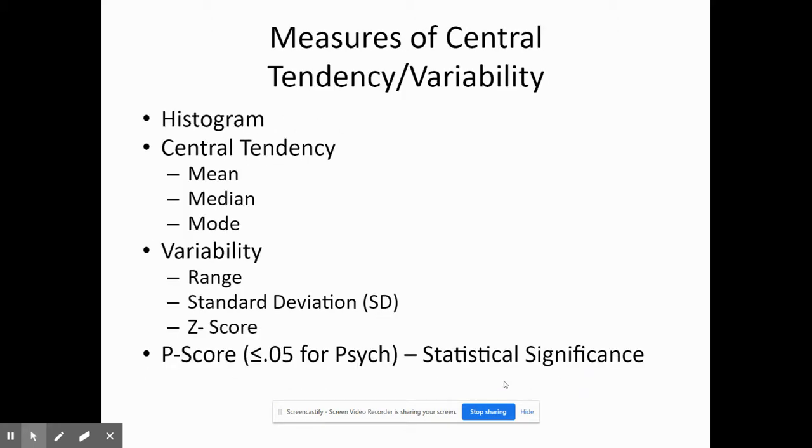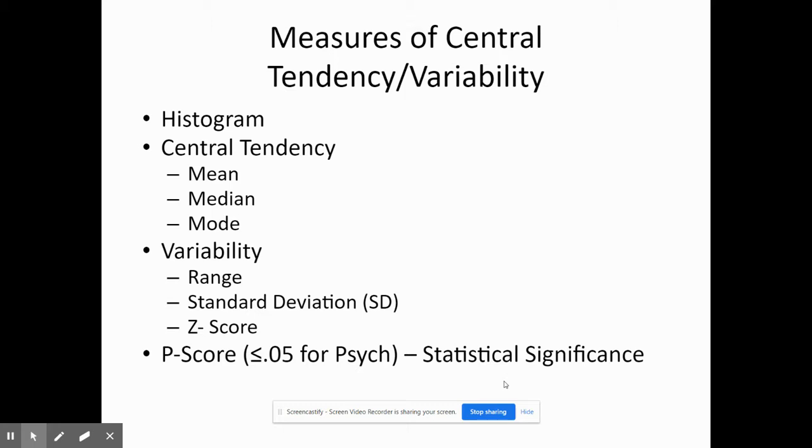Finally, we have the p-score. The p-score is really important because it demonstrates statistical significance, which essentially means that if you have a bunch of data, you want to make sure that it's statistically significant. You want to make sure that it's the independent variable, the change occurring in the experiment, that's causing that data.